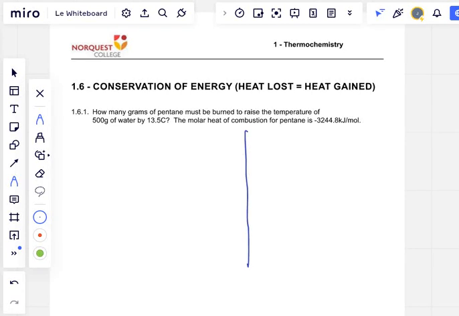Welcome back. We're still doing practice on the class of problem they call heat lost equals heat gained, where there are two things happening, one that releases energy and another one that absorbs it and does something with it. In this case, we're burning some pentane, so we have a pentane reaction that's giving up energy or releasing energy, and on the other side, that energy is going into heating up some water.